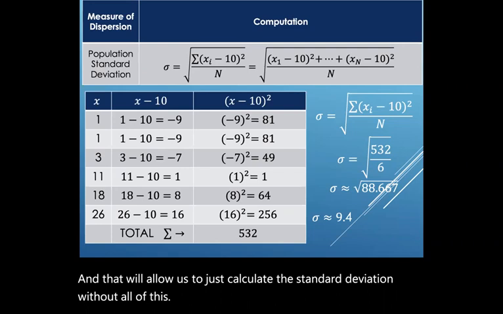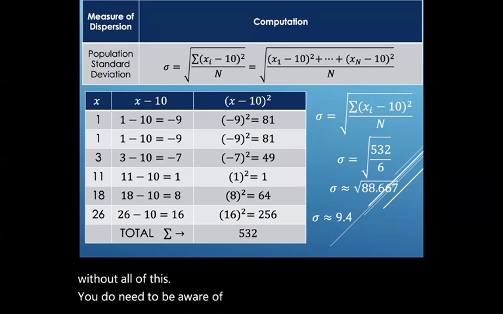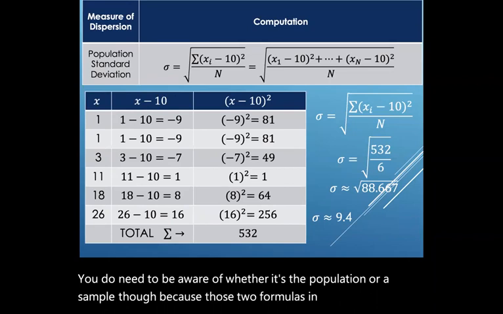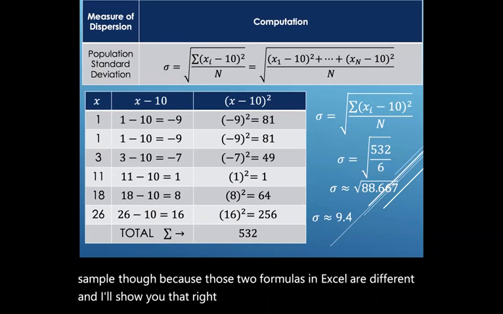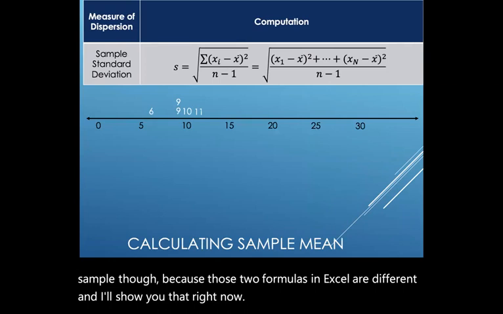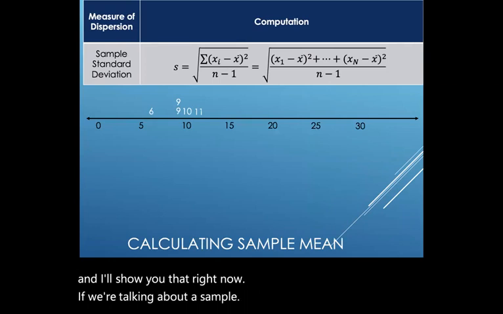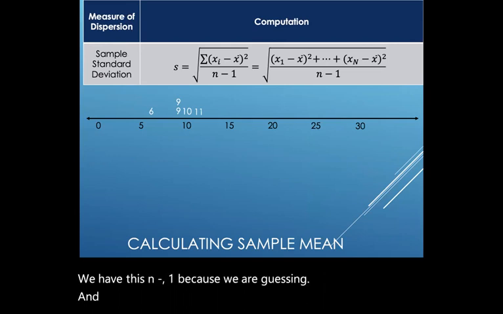You do need to be aware of whether it's the population or a sample though, because those two formulas in Excel are different. I'm going to show you that right now. If we're talking about a sample, we have this n-1 because we are guessing and we lose a little bit of surety. So we're going to divide by a smaller number.